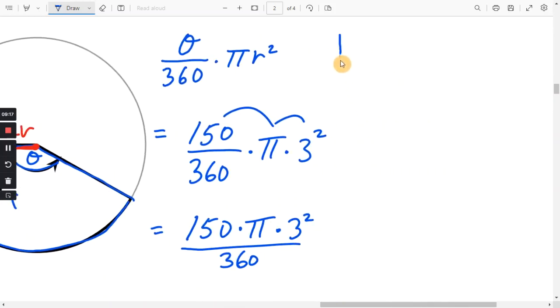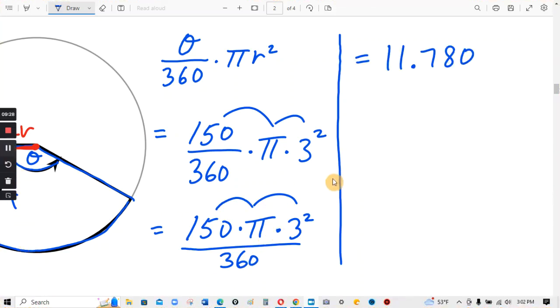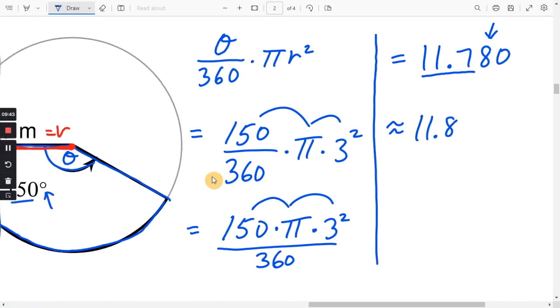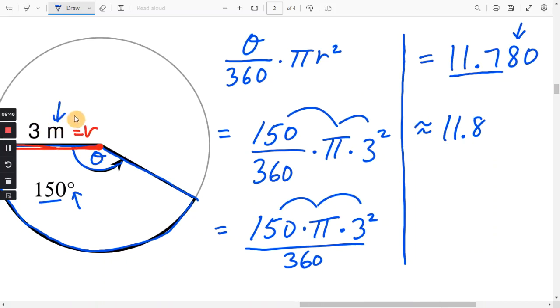On my calculator, I am going to do 150 times pi times 3 squared, hit equals, and then divide by 360. I get 11.780. Rounding off, we look at the second decimal. If it's 5 or more, you round it up. So 11.7 is going to become 11.8. The units on the radius were in meters, but the radius got squared, so the meters get squared as well. That is the final answer, 11.8 meters squared.